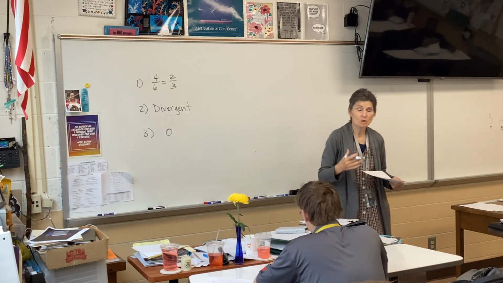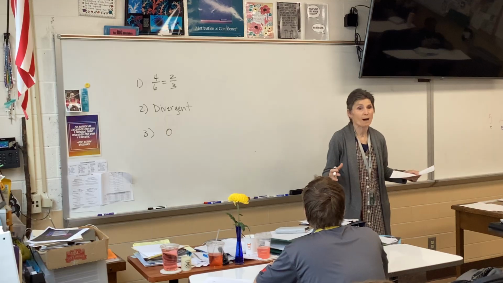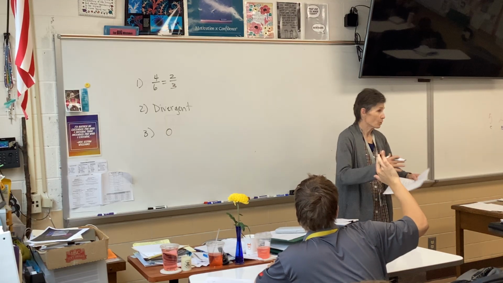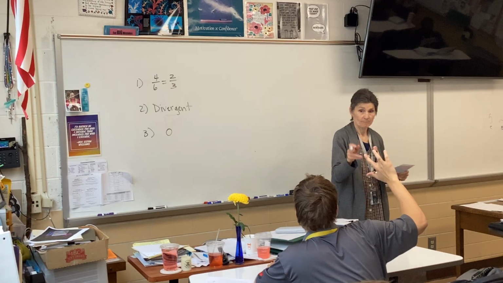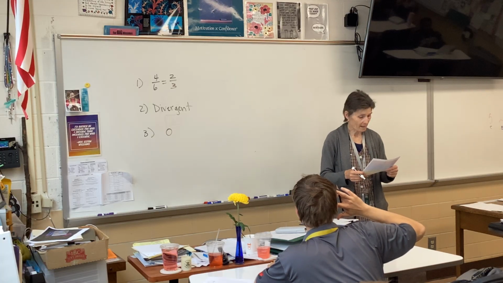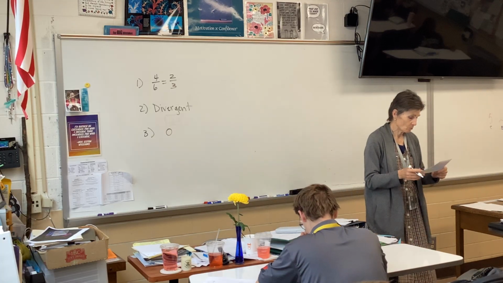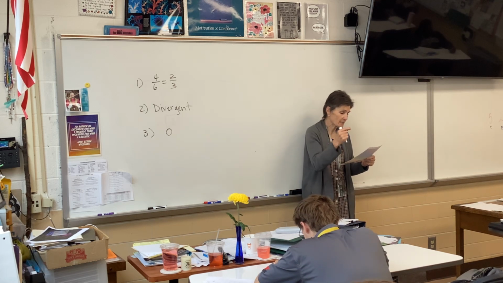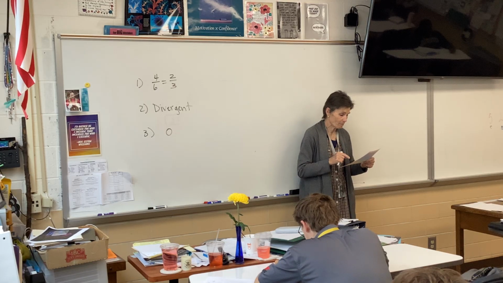And remember, with those kinds of problems, those are your only 2 options. You're either 0 or you are none, no limit. Divergent or no limit, either one is fine. All right, number 4. Number 4 is just like number 1. Where would the horizontal asymptote be in problem number 4?